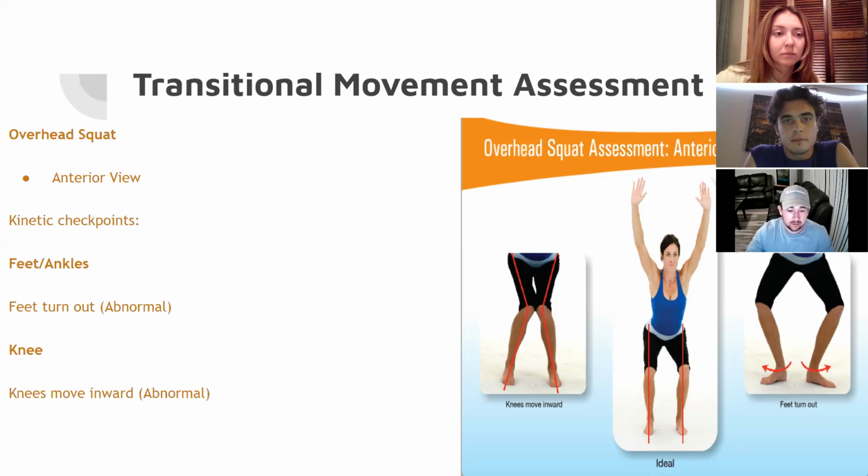So right here in the middle, we see that that's the ideal stance that we should be looking for. But here in this image, we have the knees moving inward. And when this occurs, there are probable muscle imbalances, such as the gluteus medius and maximus being an underactive muscle group and an overactive muscle group being the adductor complex. And then going on to the knees. Sorry, that was for the knees. For the feet and ankles, we have the feet turning out.